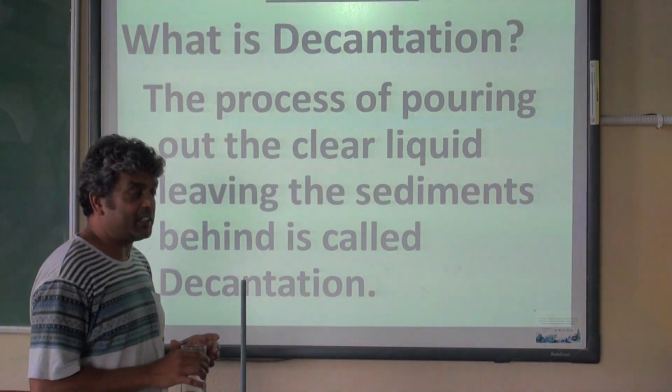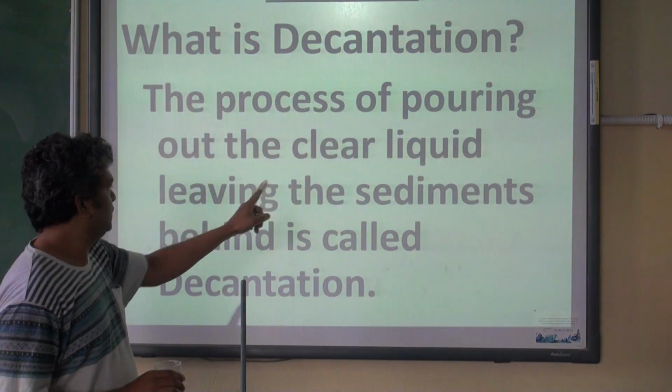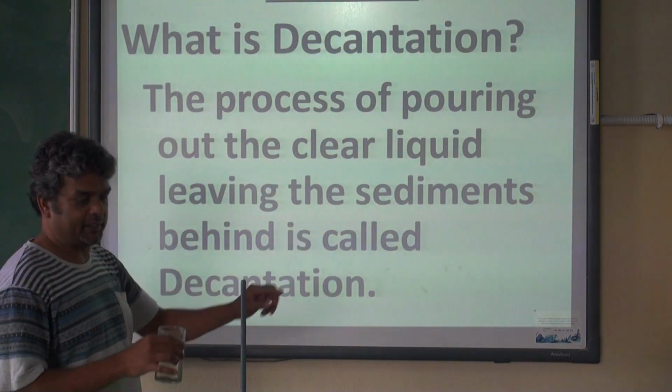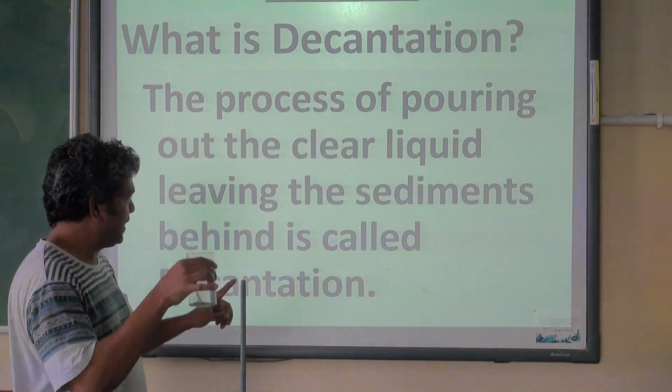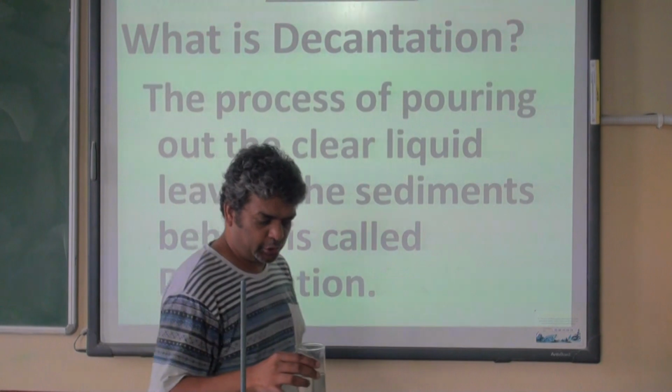Now how to separate this is the next method, that is decantation. What is decantation? The process of pouring out the clear liquid, leaving the sediments behind. This sediment which is left behind is called decantation. Okay, I can show it to you.